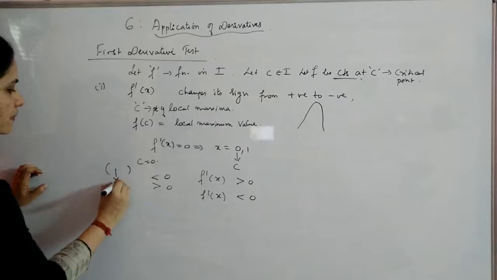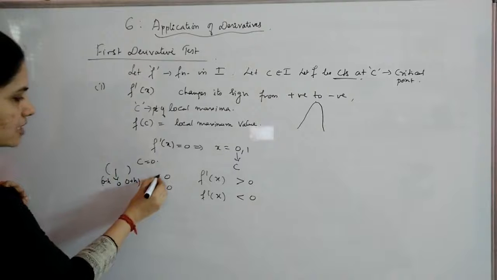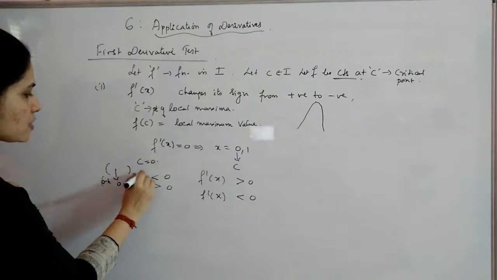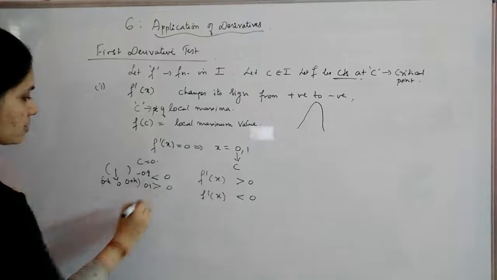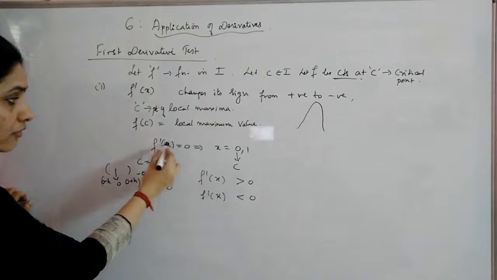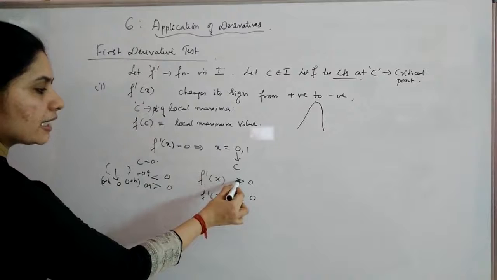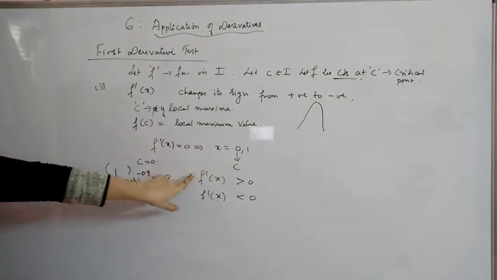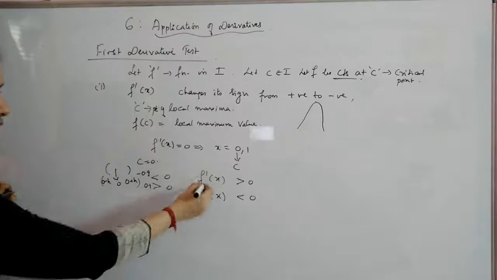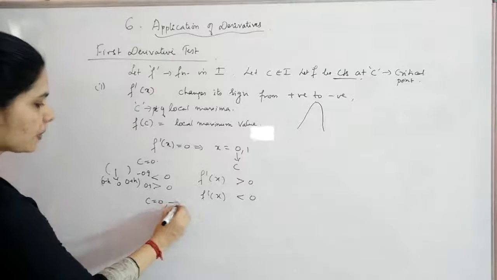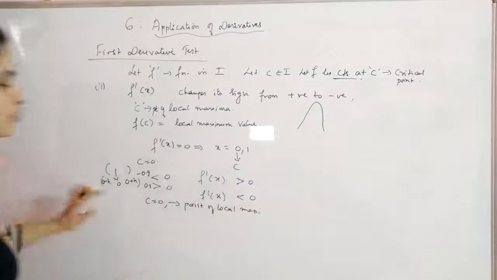Suppose this is 0, nearer to 0 means 0 minus h, 0 plus h. So less than 0 means you can take a negative 0.9, something like that, and greater than 0 you can say 0.1 suppose. So you are checking at that point the value of f dash of x. If you are getting greater in this part, and it is changing from greater to less, then you can say that C equal to 0 is a point of local maxima. Like this you will test it.